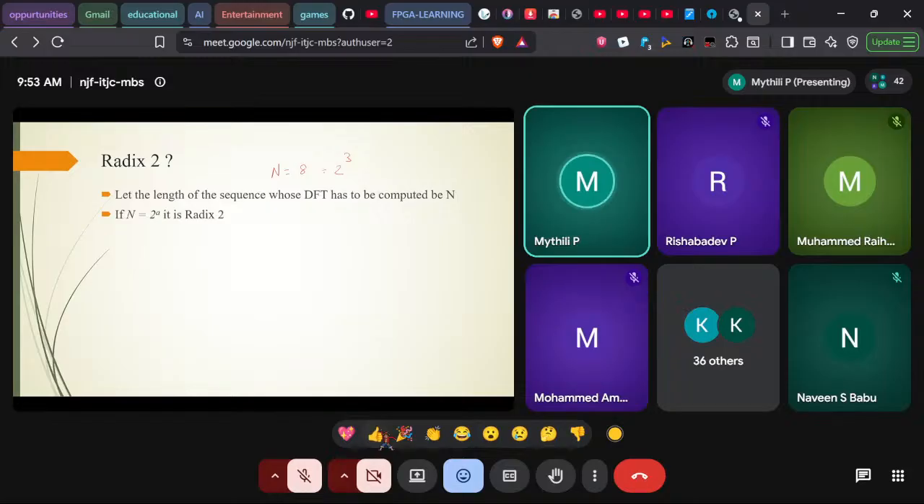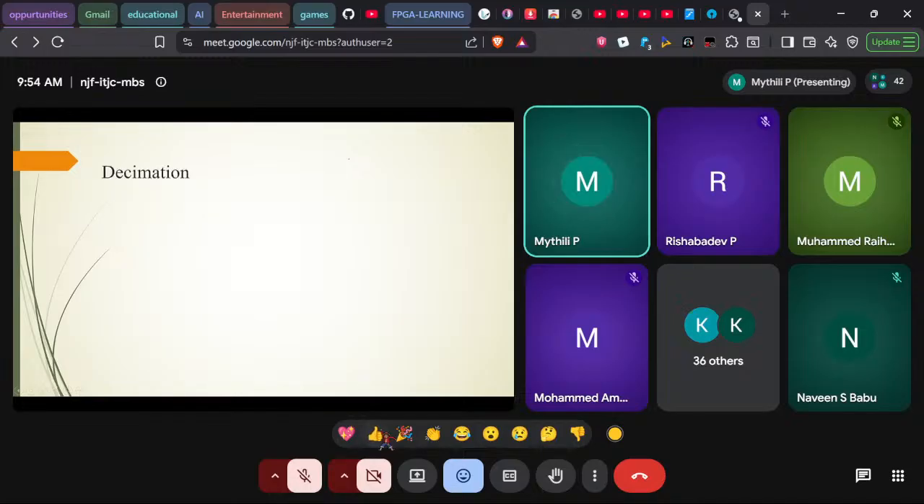Similarly, if you are going to use a power of 3, then you will have a radix 3 algorithm, and so on. Okay, that is the meaning of this word radix 2. Out of this, we are going to see only the radix 2 algorithm. Okay. And what is this decimation?